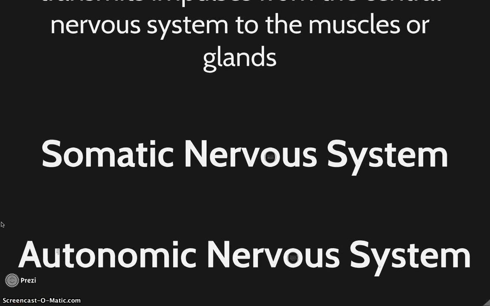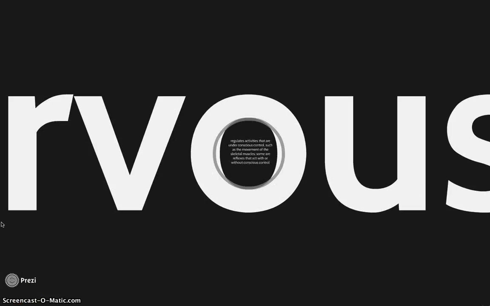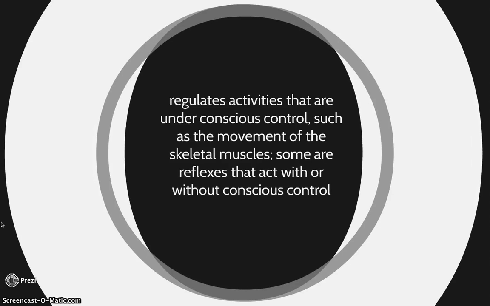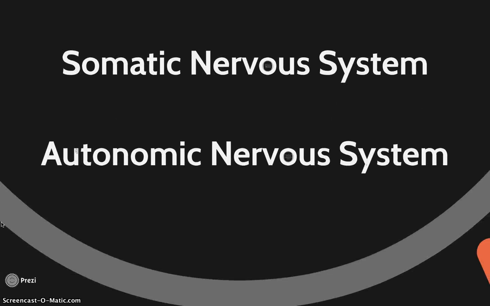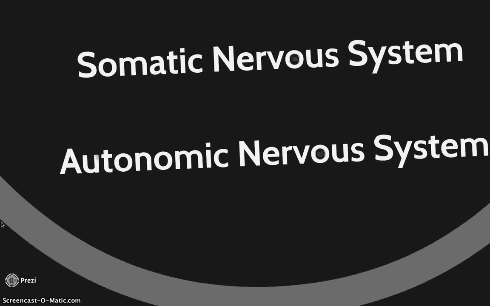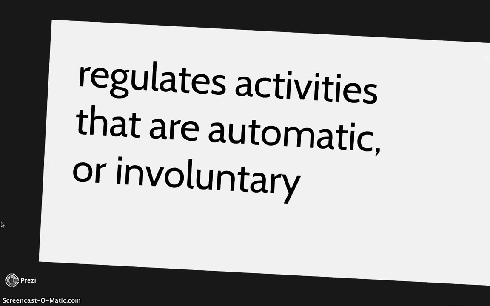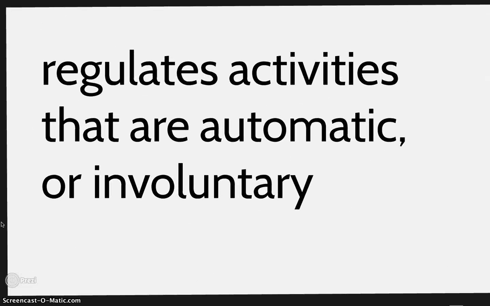One part of the peripheral is the somatic nervous system, and it regulates activities that are under conscious control, such as the movement of skeletal muscles, and some are reflexes that act with or without conscious control. Next is the autonomic nervous system. This system regulates activities that are automatic or involuntary.